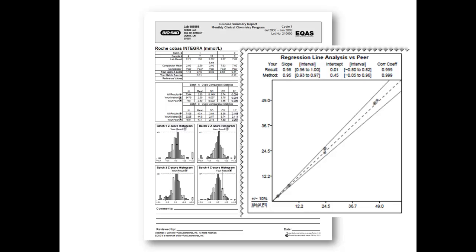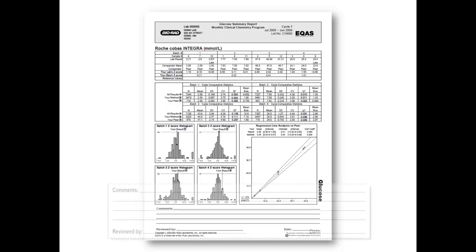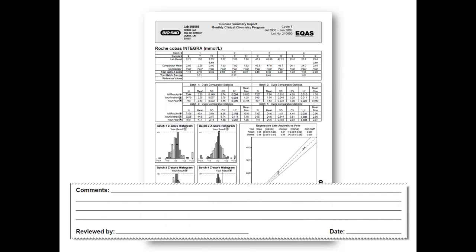The top legend displays the regression line slope, intercept, and correlation coefficient for your results compared to the comparator, displayed in the chart title. 95% confidence intervals for both slope and intercept are also provided. The method regression slope, intercept, and correlation coefficient are also displayed in the top legend, but not presented in the graph. Finally, the bottom of each report can be used to document comments, reviewer name, and date.